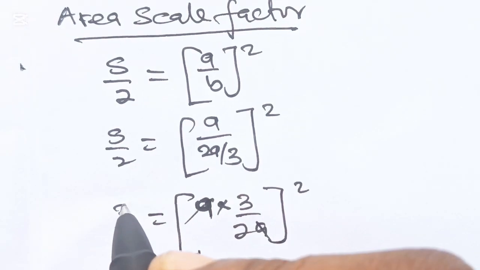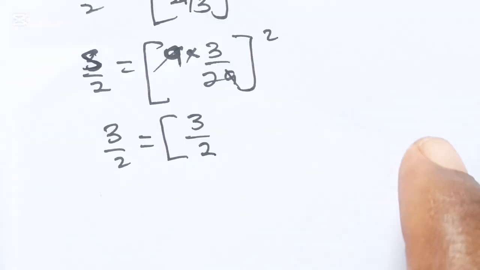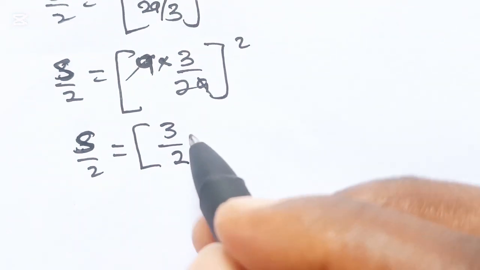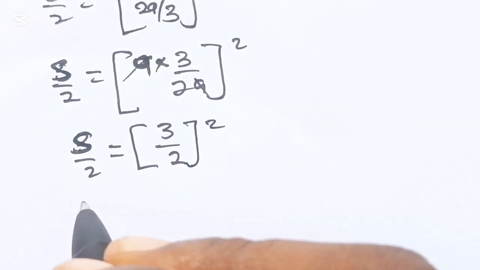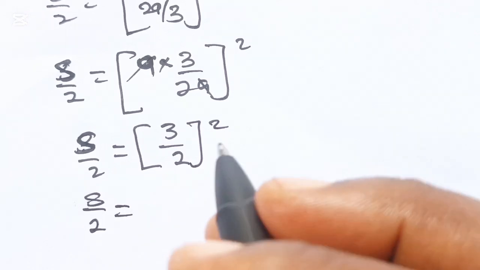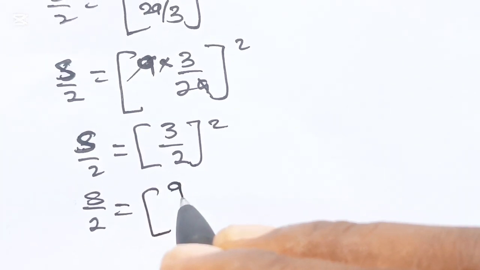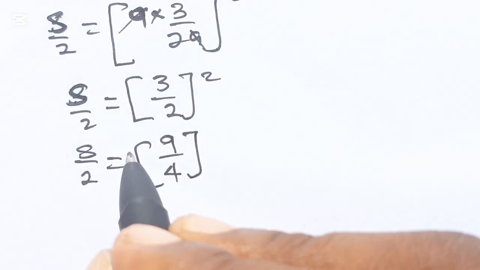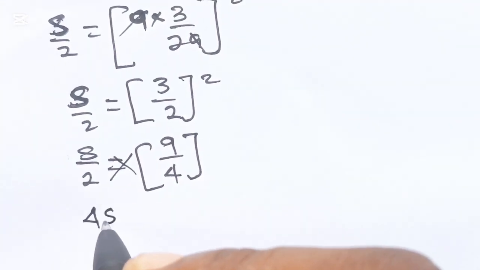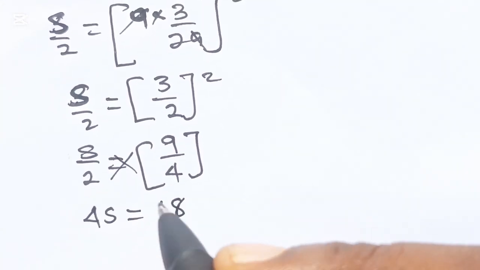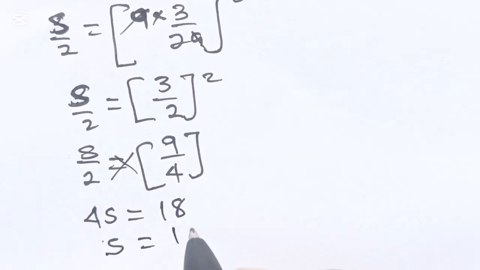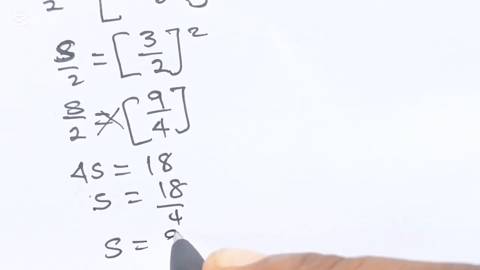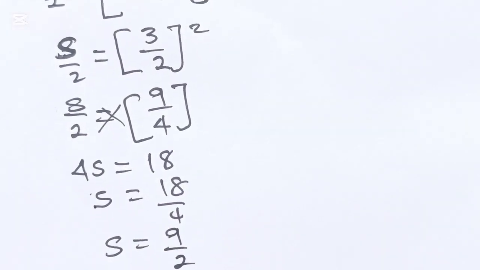I'm now wondering, where is this 3 coming from? S is the area of the other one, right? So we have 3 over 2 squared. So S over 2 is equal to 3 squared is 9, 2 squared is 4. If we cross multiply, we have 4S is equal to 18. So S is equal to 18 over 4, and S is equal to 9 over 2.